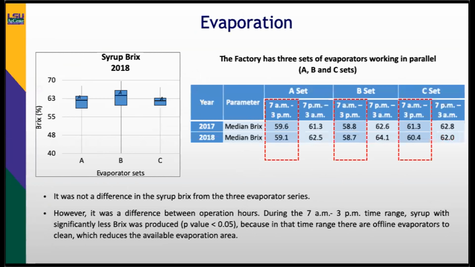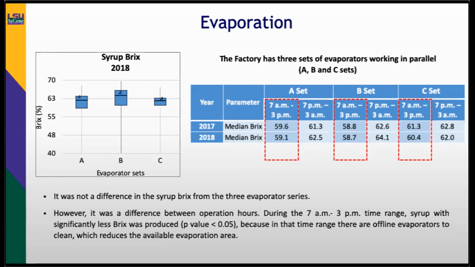The next station is evaporation. So this factory has three sets of evaporators working in parallel, and we compare the performance of each set of evaporators. And we didn't find differences between the three sets. The brix in each one is almost the same.